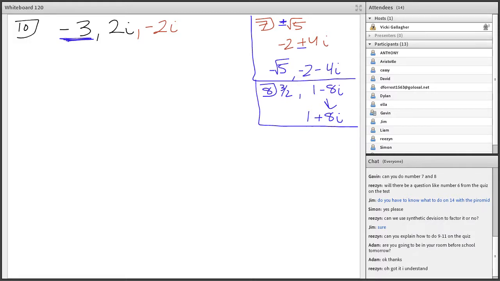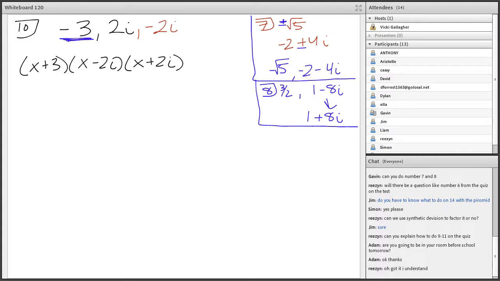All right, and then we write out some parentheses and we do a little multiplying. So my -3 turns into an x plus 3. My 2i turns into an x minus 2i. And then the -2i that I wrote down, because I knew it was there, turns into an x plus 2i.